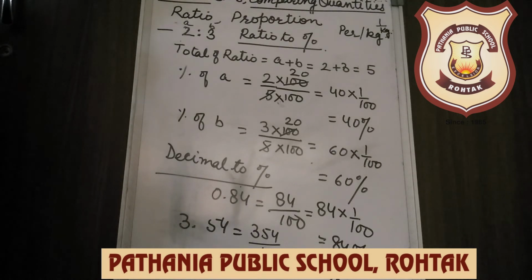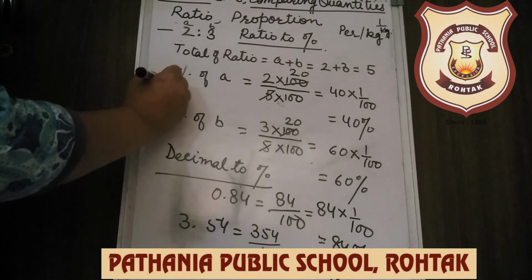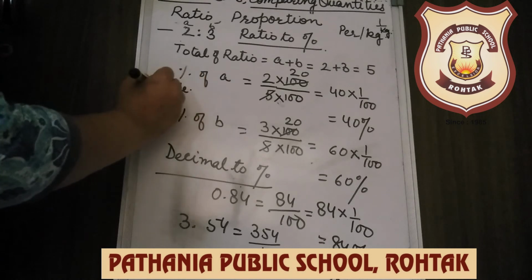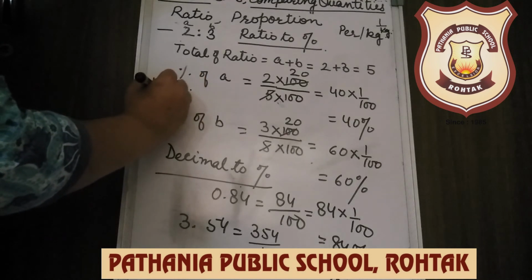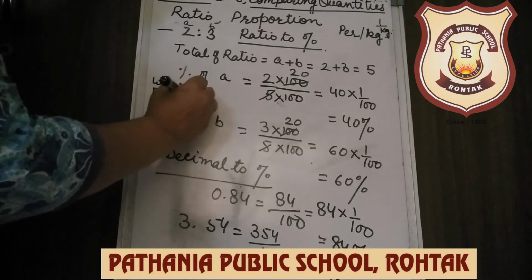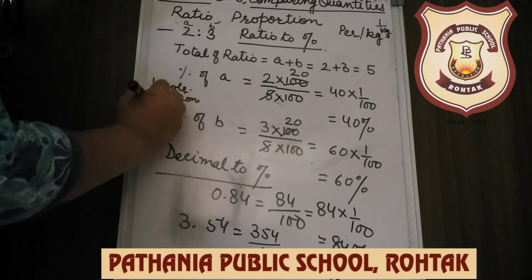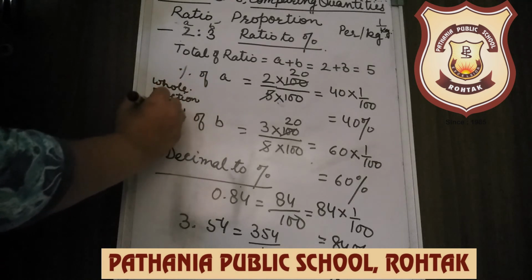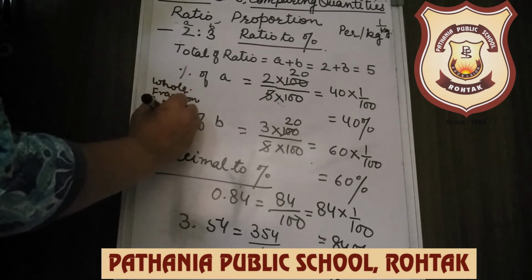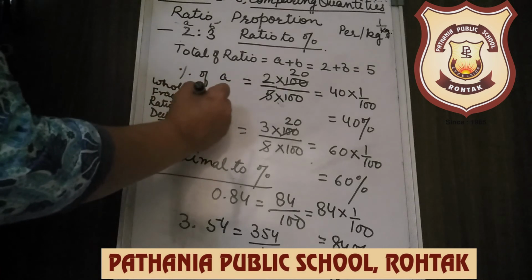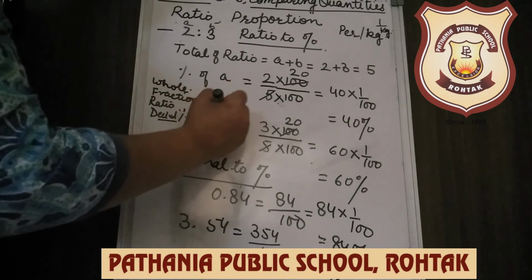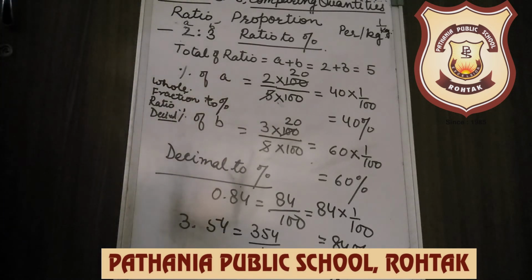Revise these things. These things we have done, converting the 4 things: whole number, then fraction, then ratio, and then decimal to percentage. Is this clear? So that's all for today's topic.